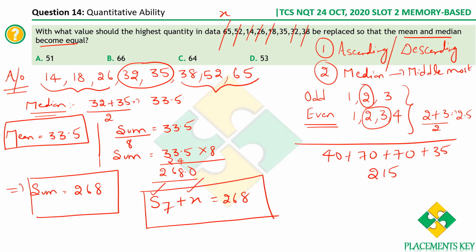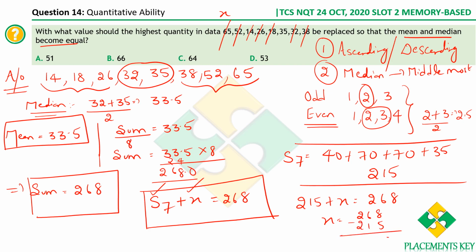So what did we get? This is the sum of the 7 observations here. We know that the sum of 7 observations, 215, plus the x should be equal to 268, so that the mean is 33.5. So what is x? x is 268 minus 215. 268 minus 215, so what is the value that we get? 53. So x is supposed to be 53.